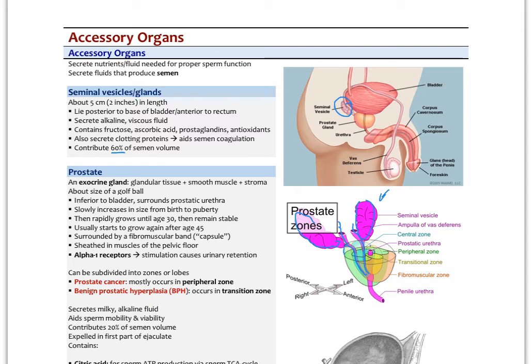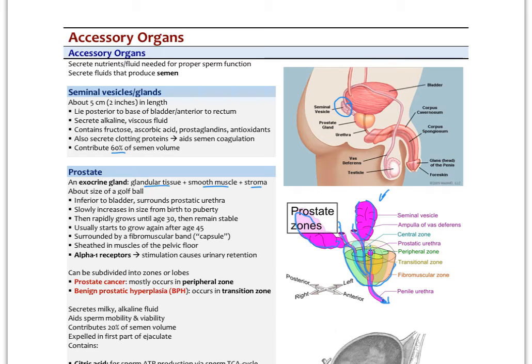And this is the prostate here. So this is going to all converge into the prostatic urethra to go down into the penile urethra. The prostate gland is the second accessory organ here. It's an exocrine gland. It's made up of both glandular tissue and fibromuscular tissue, mostly smooth muscle, and there's stromal tissue as well.